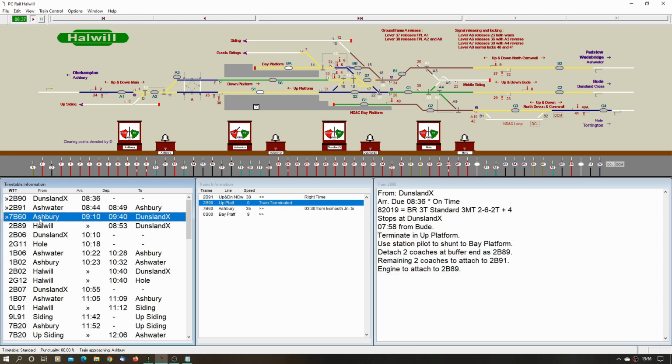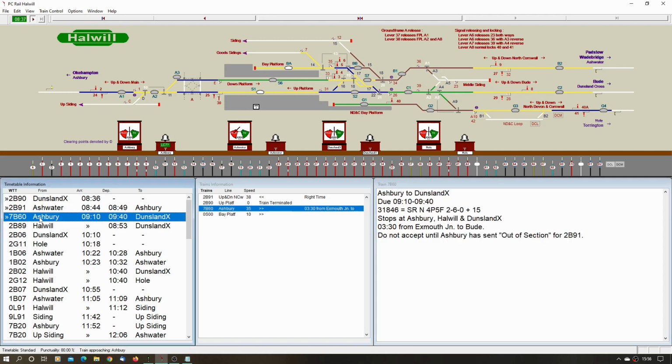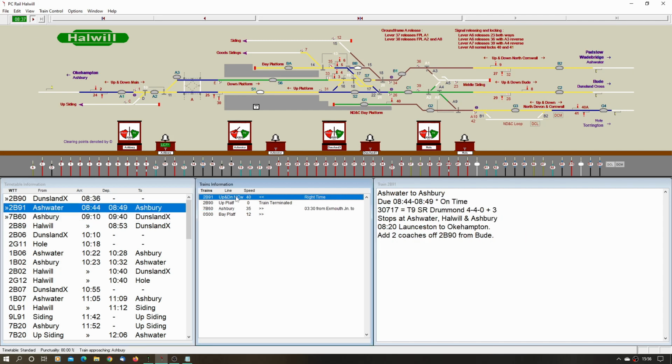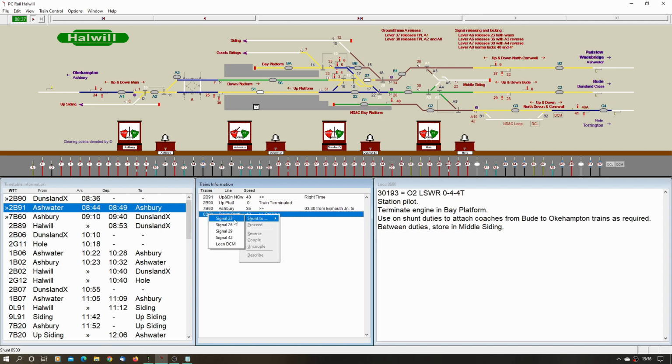Right, now this is where I made a mistake last time. I accepted this train because she tended to accept the train as soon as it's belled, but it doesn't arrive till 9:10. It's only 8:37, so I'll just ignore that and carry on with this move. Now this light engine, I should have used the shunt to 26. Just done that.